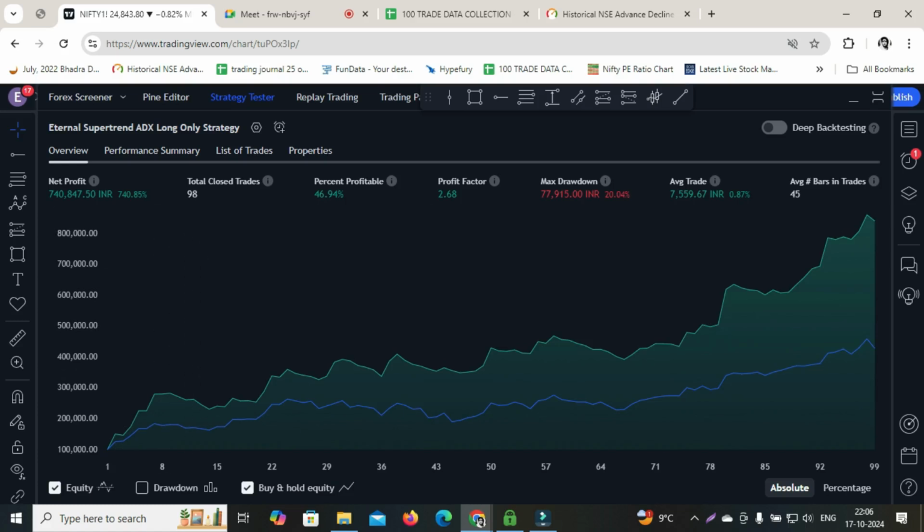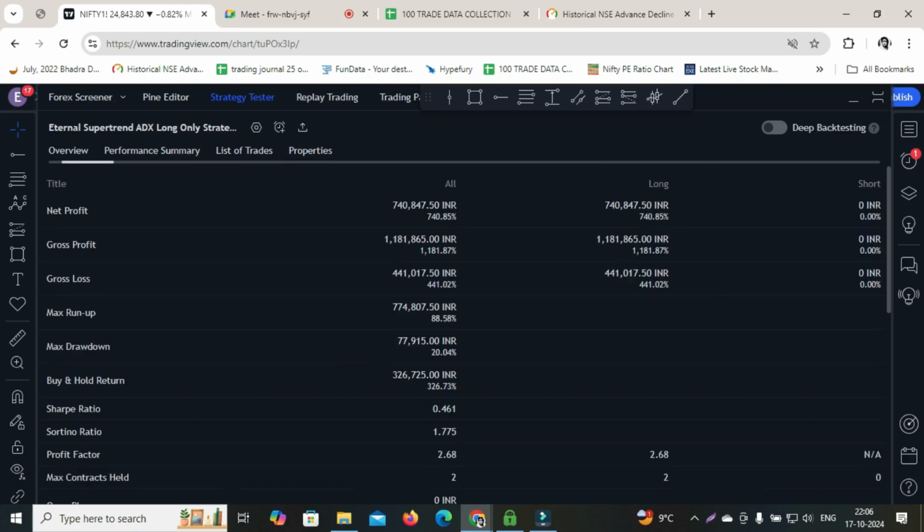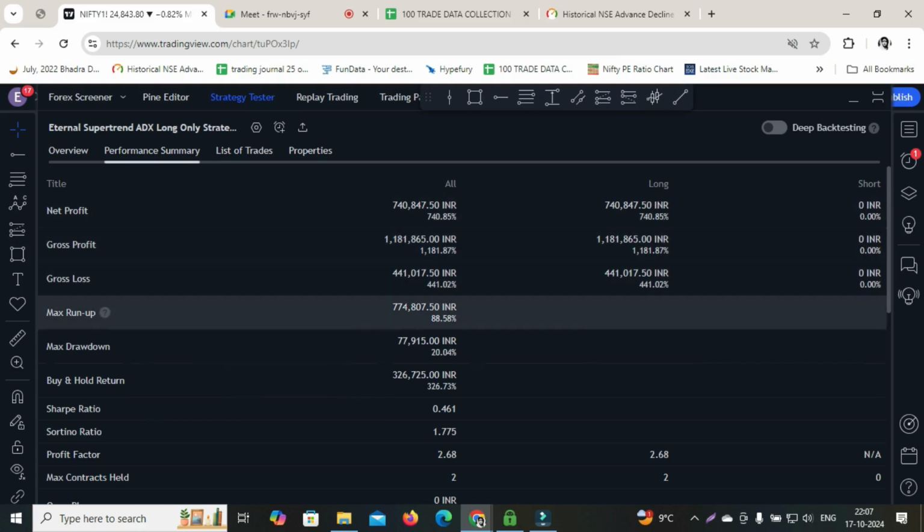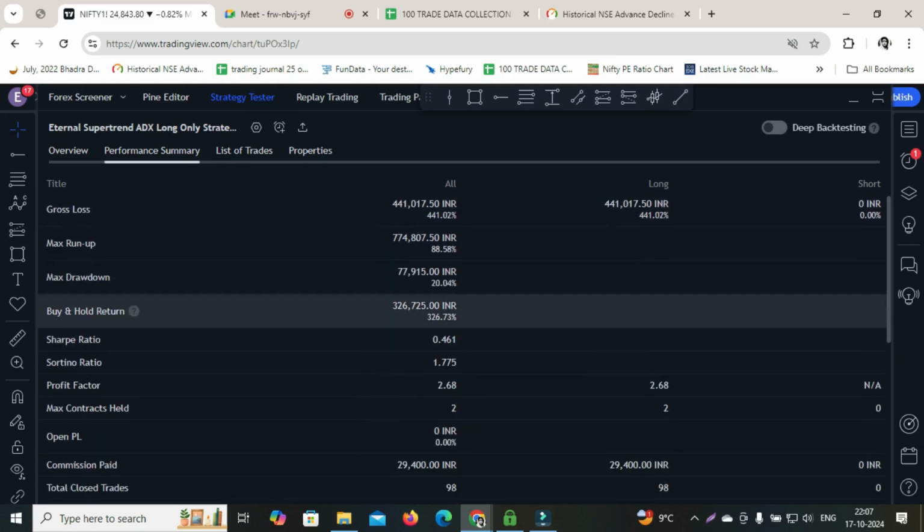Okay, total trades taken were 98, out of which 47% were profitable, and further details are here. Total profits made were 11 lakh 81, total losses made were 4 lakh 41, so net profit is something like 7 lakh 70. If I had just bought Nifty futures at the beginning of November 2020 and held until today, I would have made 3 lakh 26, that is 326% return. So it has given double the returns compared to buy and hold.